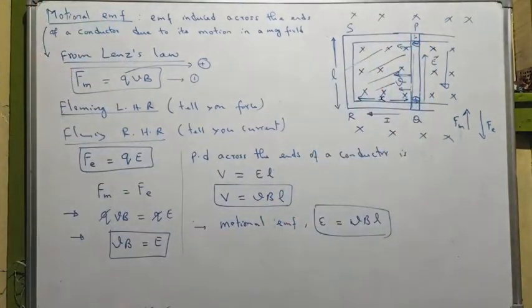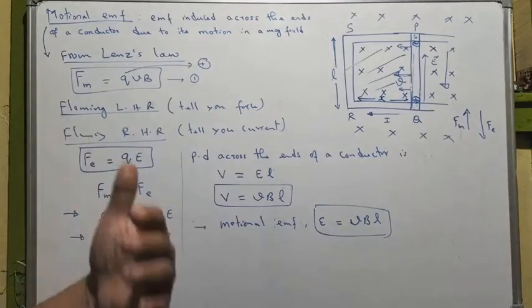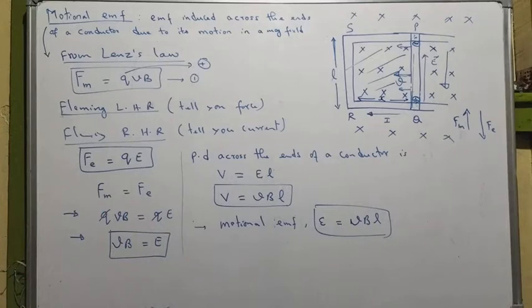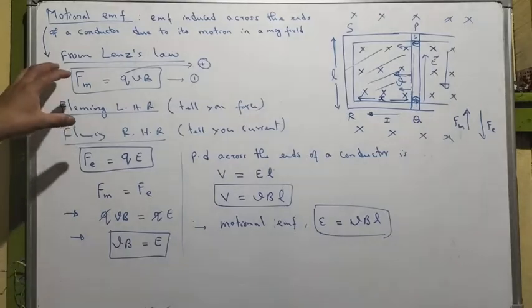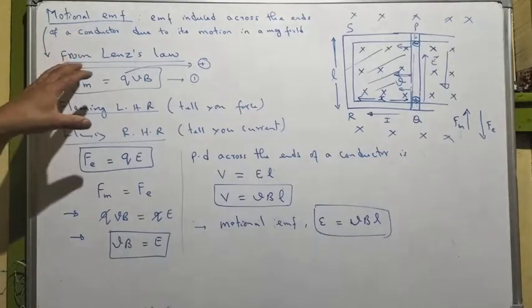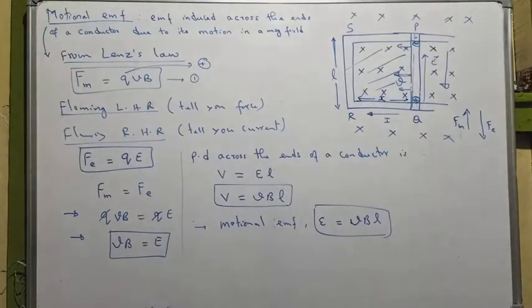Okay, so this is how we determined the direction of current flowing through a conductor in a uniform magnetic field. Again, we have not come to the end, because I told you I want to express this motional EMF in terms of Lenz's law.